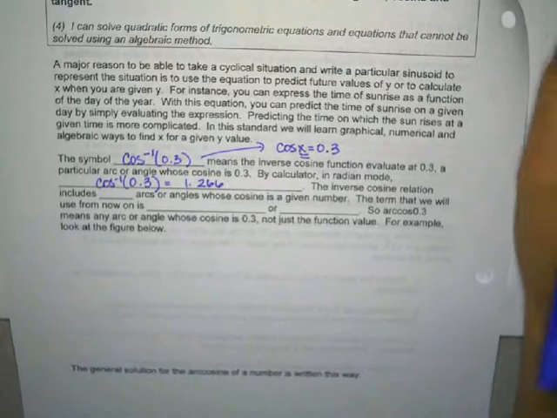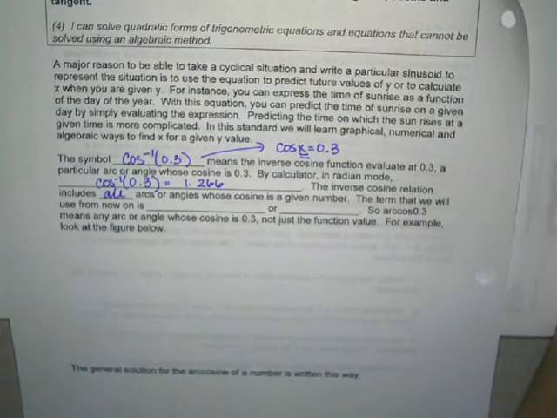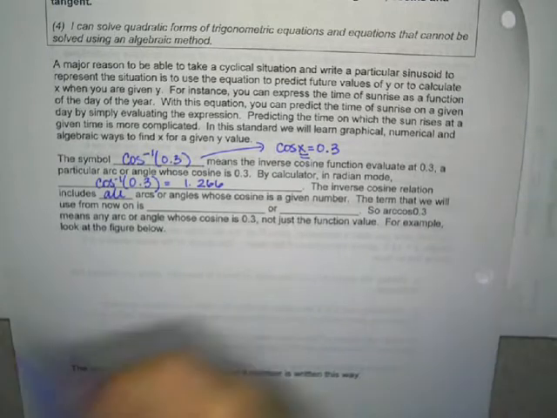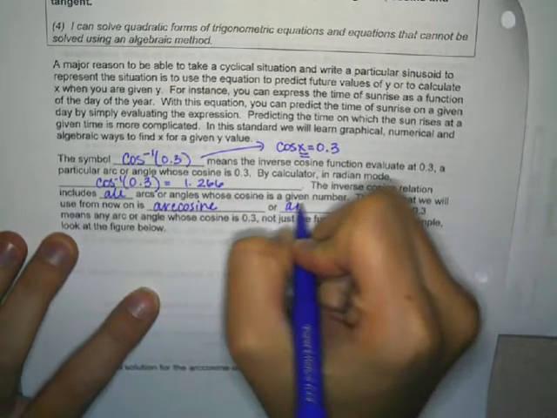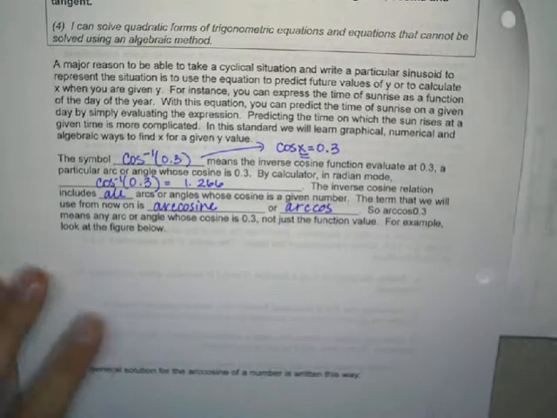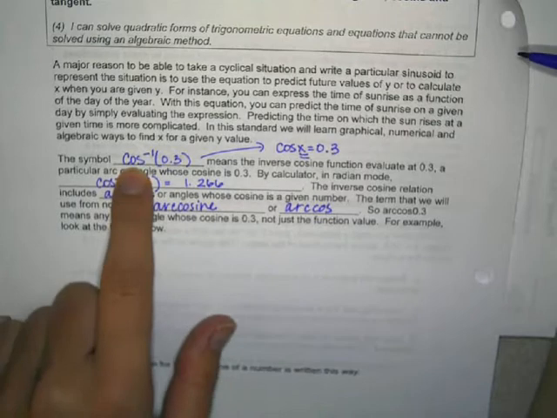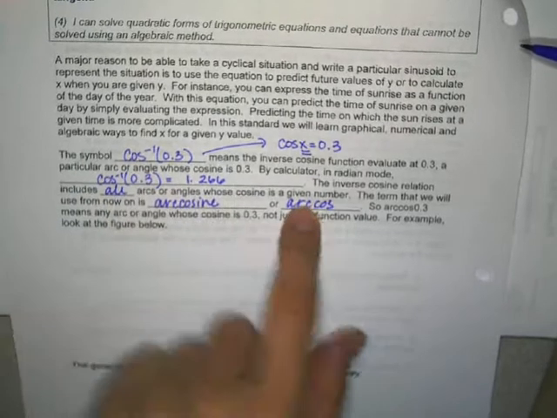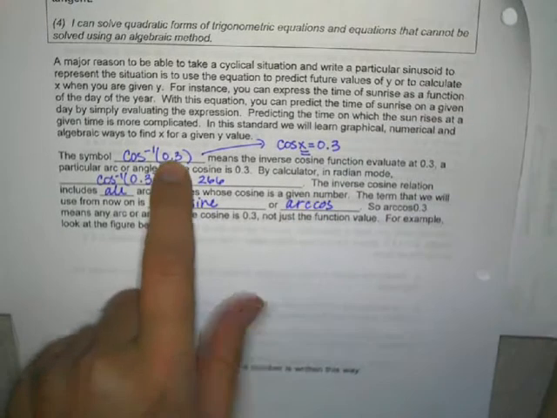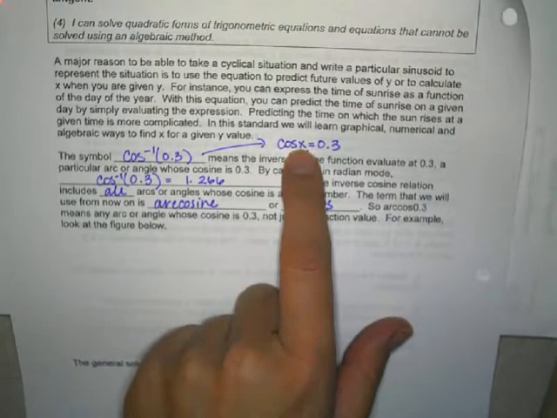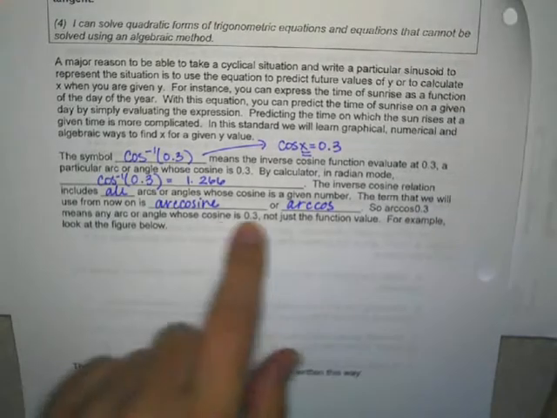The inverse cosine relation includes all arcs or angles whose cosine is a given number. The term that we will use from now on is arc cosine, or arc cos to abbreviate. When you see arc cos, it's the same thing as saying cosine to the negative 1. There are just two different ways to write it. But this is reminding us that we're actually finding the angle or the arc associated with that value. We're not finding the y value, we're finding the x. So that's a good thing to keep in mind. Arc cosine of 0.3 means any arc or angle whose cosine is 0.3, not just the function value.